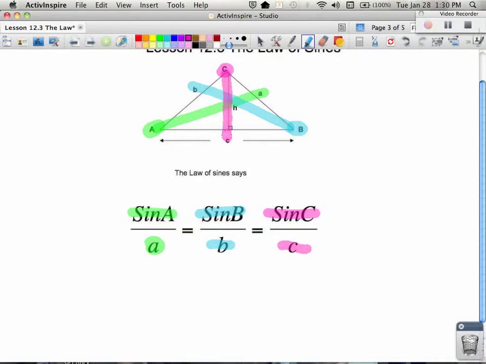It doesn't matter which two you choose. So for example, I could choose the green versus the blue, the green versus the pink, or the blue versus the pink. What they're saying is that the relationship between the sine of an angle and the side opposite is the same no matter where you are in the triangle. Let me show you how this works. In one example, I would like to find an angle, and in another example, I'd like to find a side, just to show you what's going on.